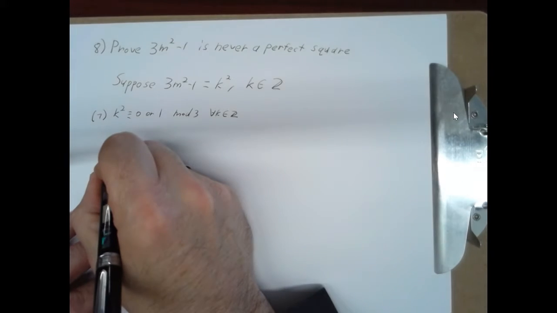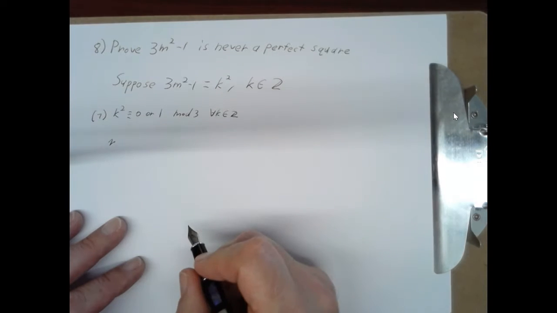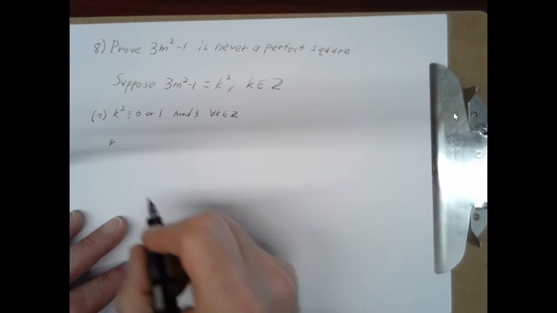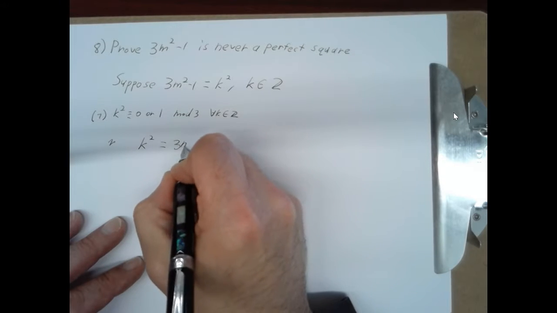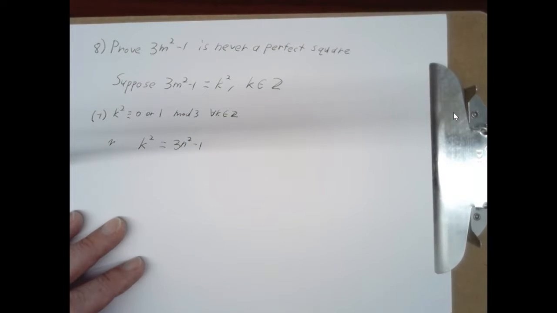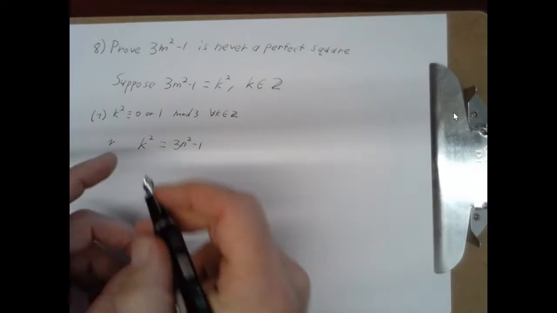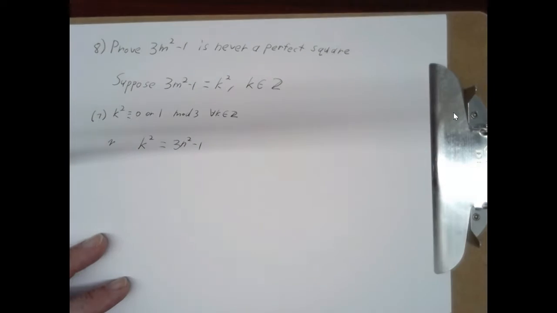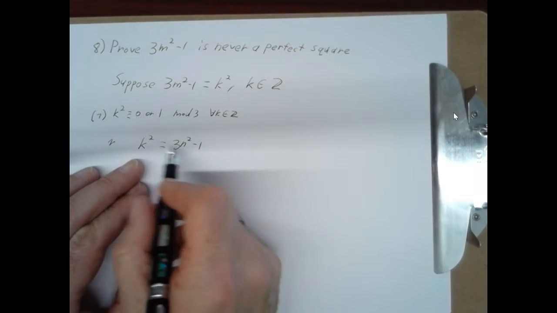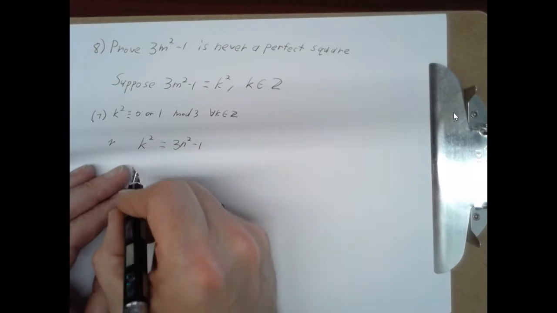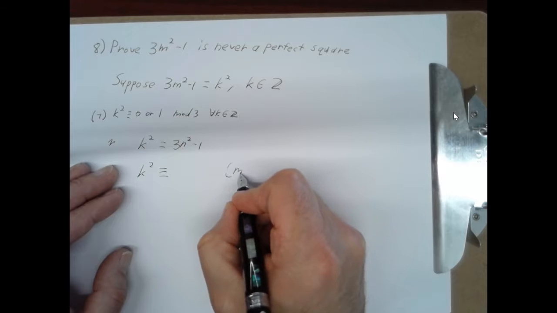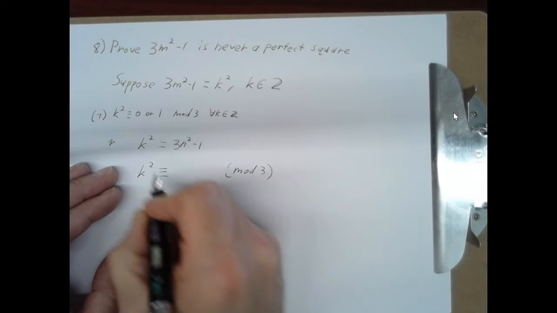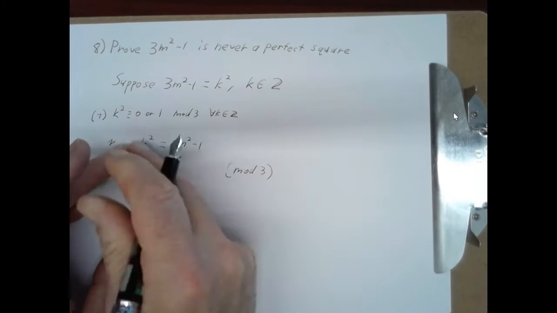So there's two possibilities. Well, how do we want to do this? So k squared equals 3m squared minus 1. Well, exercise 7 tells us something about k squared mod 3. So let's look at this equality mod 3. So what is k squared congruent to mod 3 given this statement?